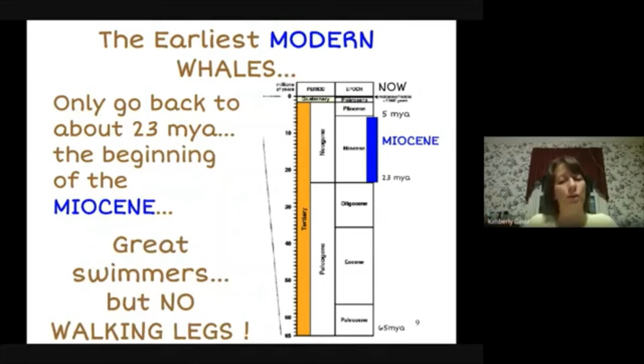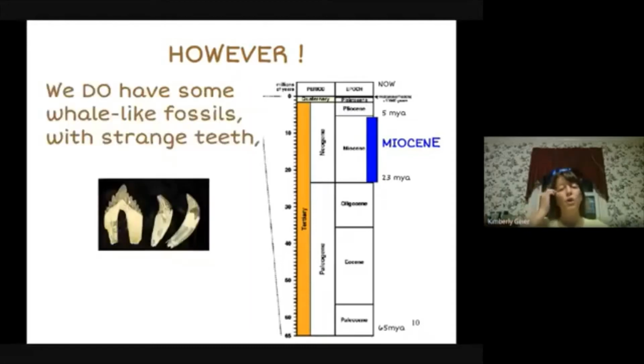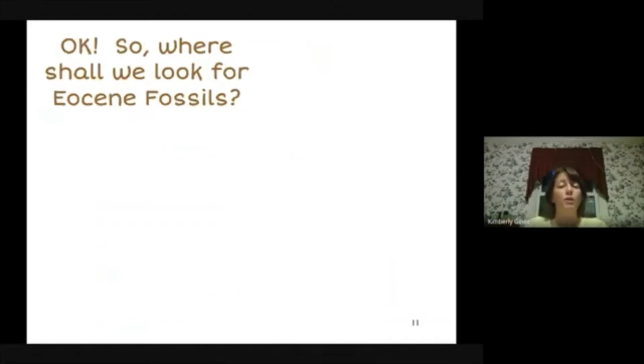So we still haven't answered our question about where did whales come from. So we need to start looking for clues in those fossils that will start connecting the whales that we know are whales to some of their ancestors that might not look exactly like whales. So we found some whale-like fossils with strange teeth in the Eocene. And so you can see here highlighted in red is the Eocene, much earlier. So scientists wanted to explore more of this time of the Eocene. Okay, so if we wanted to find Eocene fossils, where should we go?